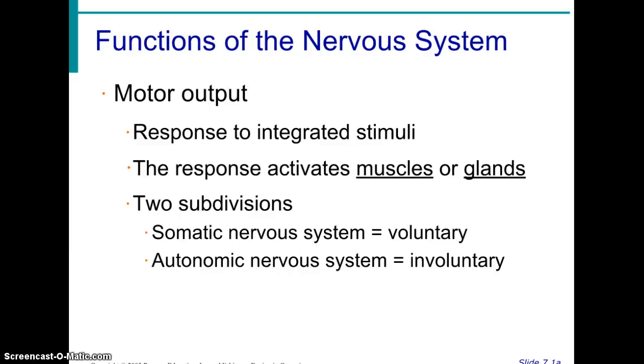And we're going to look at the different subdivisions of this particular motor response, because there are two categories. You have the somatic nervous system, which is voluntary, so you can consciously control it. And then you have the autonomic nervous system, which is where our involuntary, unconscious motor responses occur.